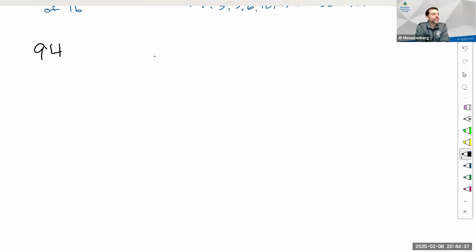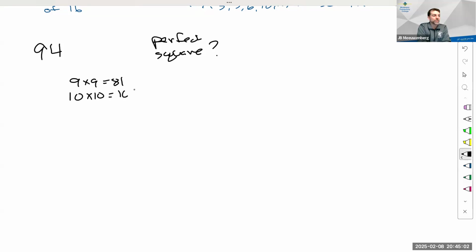Okay. First question: is it a perfect square? Messy handwriting. Is 94 a perfect square? Maybe you know that, maybe you don't. And so we can kind of prove it. Well, we know 9 times 9 is equal to 81. And we know the next possible combination is 10 times 10, which is 100. And 94 is between those two numbers. So no, 94 cannot be a perfect square.